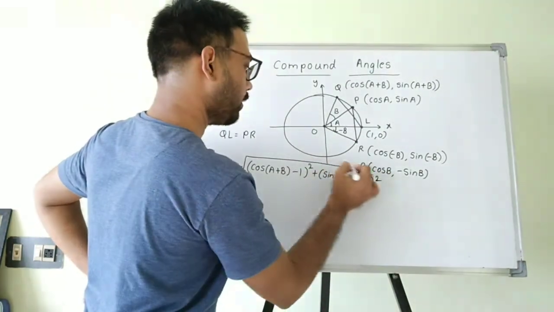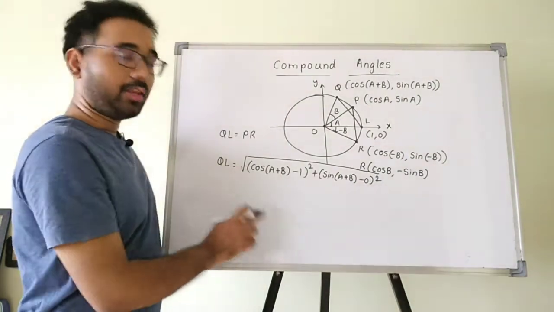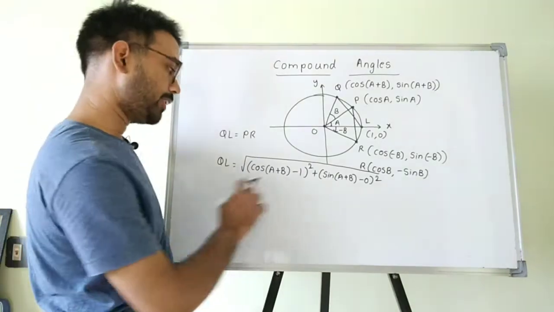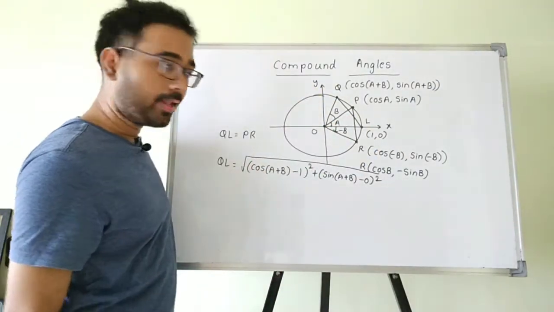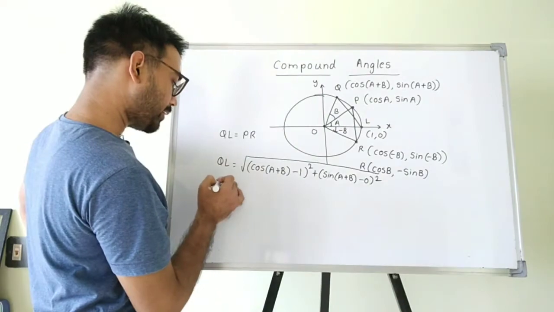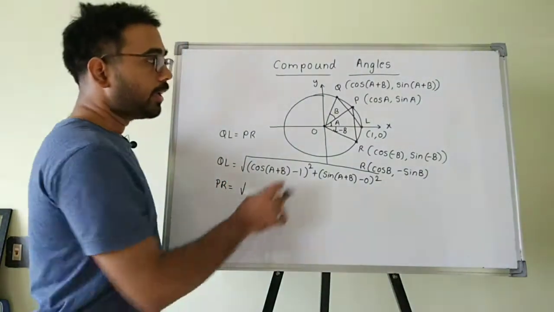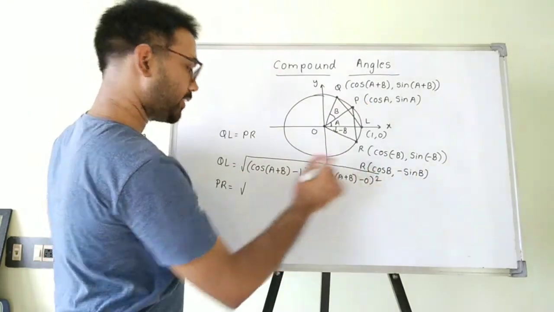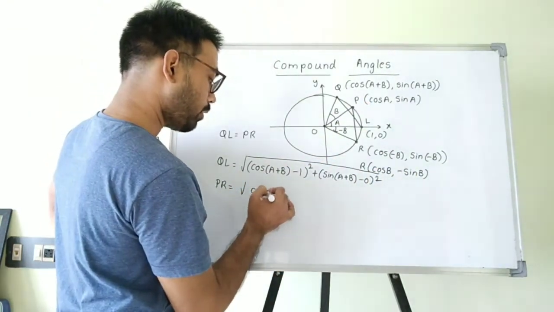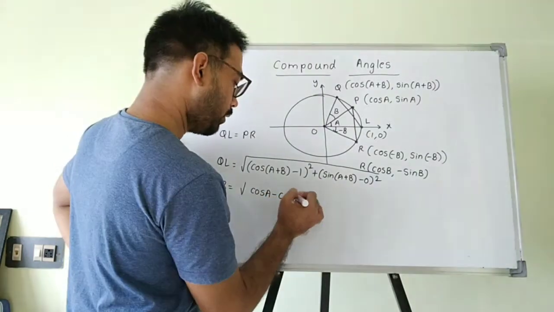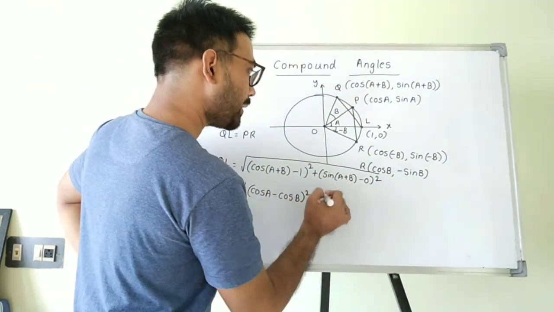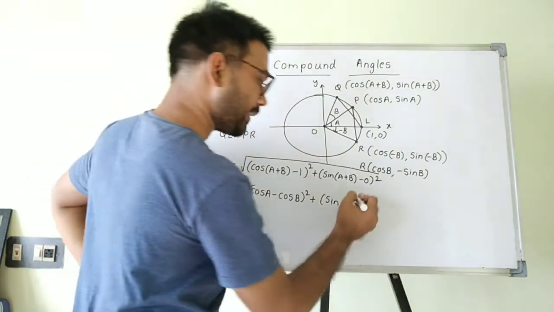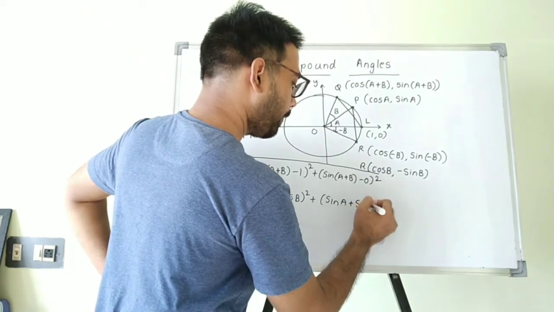So this is QL, the distance between Q and L. And similarly P and R, so the distance PR would be equal to root over (x1 minus x2) whole square plus (y1 minus y2) whole square. So (cos A minus cos B) whole square plus (sin A minus of minus sin B, which is plus sin B), that is (sin A plus sin B) whole square.